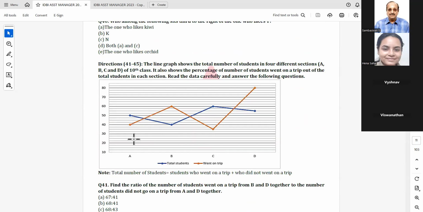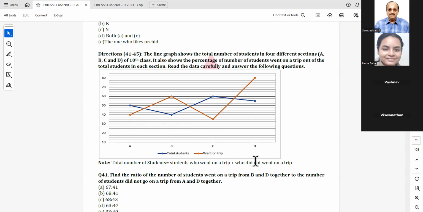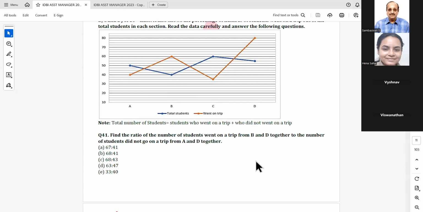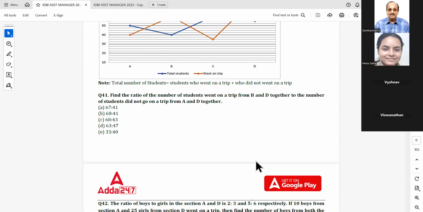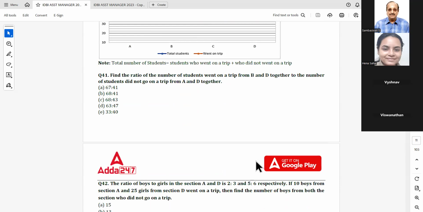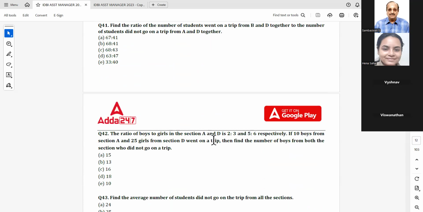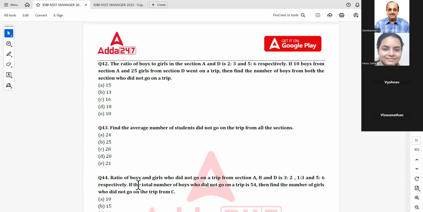Total number of students in class B is how much? This blue one. 40. Blue one is 40. And out of that, boys how many? Girls how many? Where is it given? Acha, every time they are giving separately.